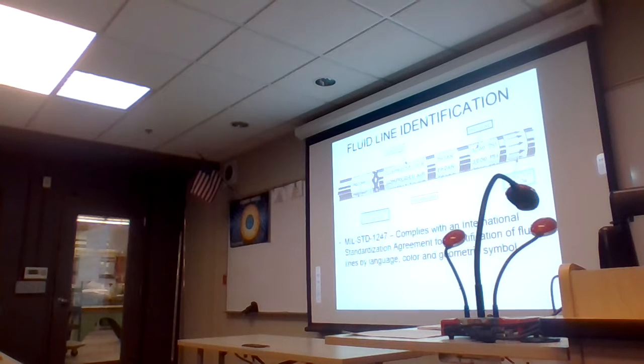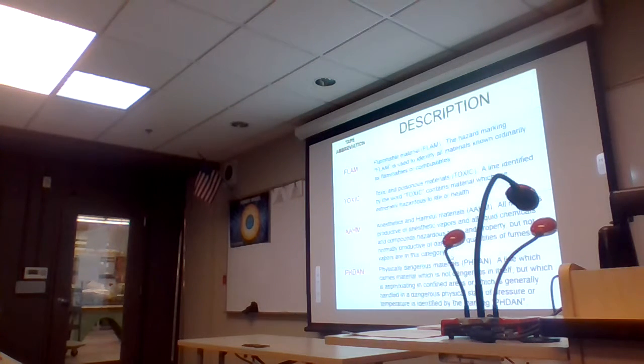Mill Standard 1247 is not only used in aircraft, but in a lot of equipment furnished under government contract, even land-based vehicles. So anything identified by this format is usually Mill Standard 1247, or color, language, and geometric symbol. And regarding those hazard identifiers, FLAM, you might guess what that means.